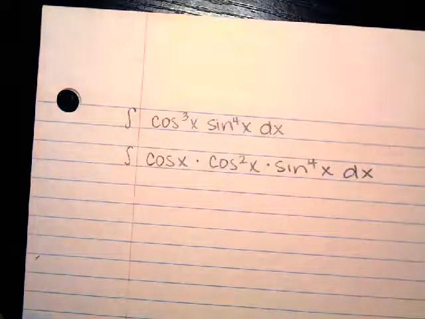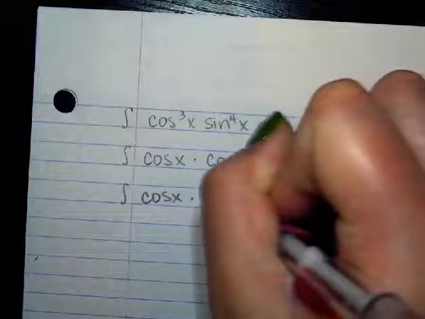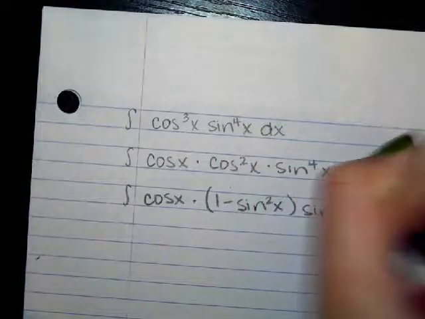Okay, so I'm going to leave the cos x in the front. Cos squared is 1 minus sine squared. Then I've got the sine to the fourth.